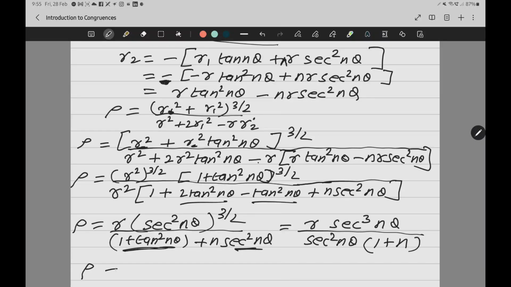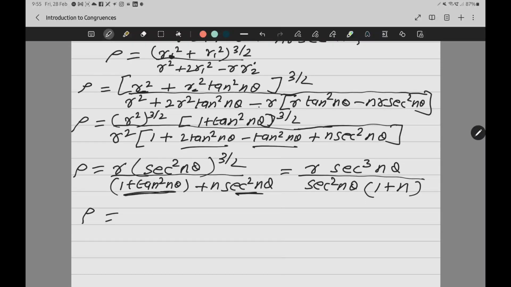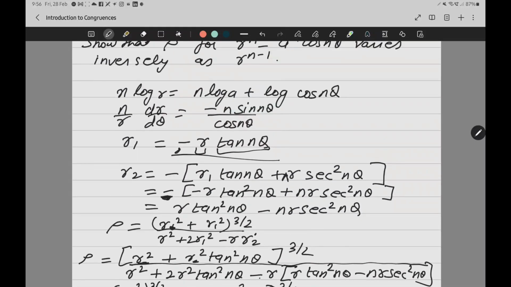Correct? So now my rho is equal to, now this secant cube and secant square got cancelled. So n secant n theta upon 1 plus n. So I reached one answer, but it is in terms of theta. So this theta I need to eliminate, and anyway the question is saying about the inversely thing. Now from where do I get the value of this theta? I'll go back to the question.